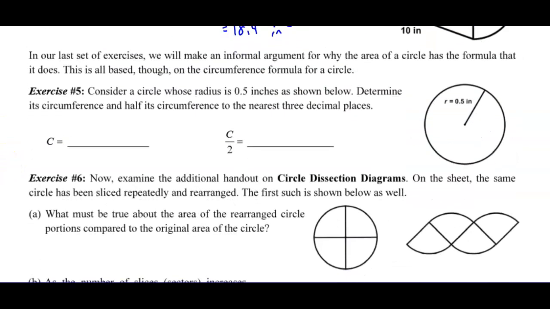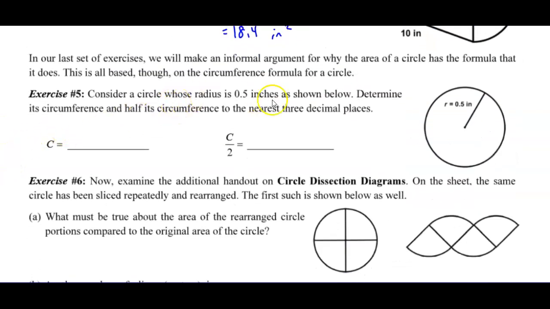All right, so exercise 5. Consider a circle whose radius is 1/2 inch. Find the circumference and half circumference. All right, so circumference we remember is 2 times pi times radius. So in this case, 2 times pi times 0.5. 2 times 0.5 is 1, so it's just equal to pi.